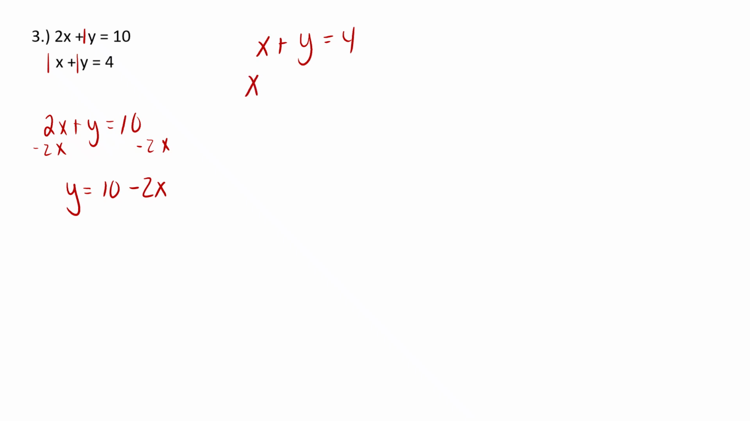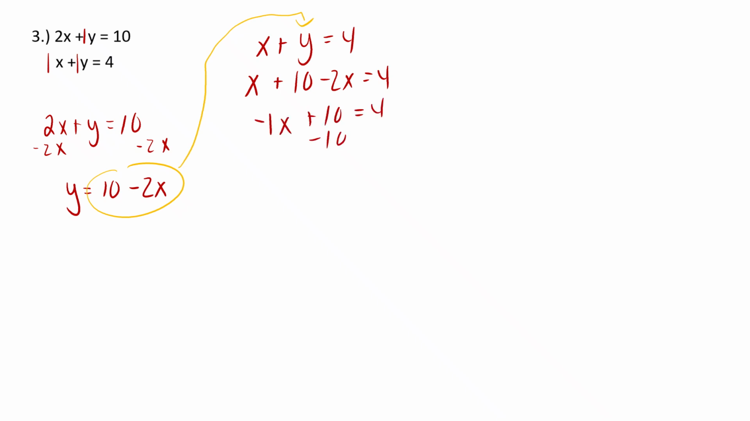All right, so we're going to take that 10 minus 2x, and we're going to plug that in for the y. So x plus 10 minus 2x is equal to 4. x minus 2x is -1x. And then we'll subtract the 10 from both sides. So -1x is equal to -6.